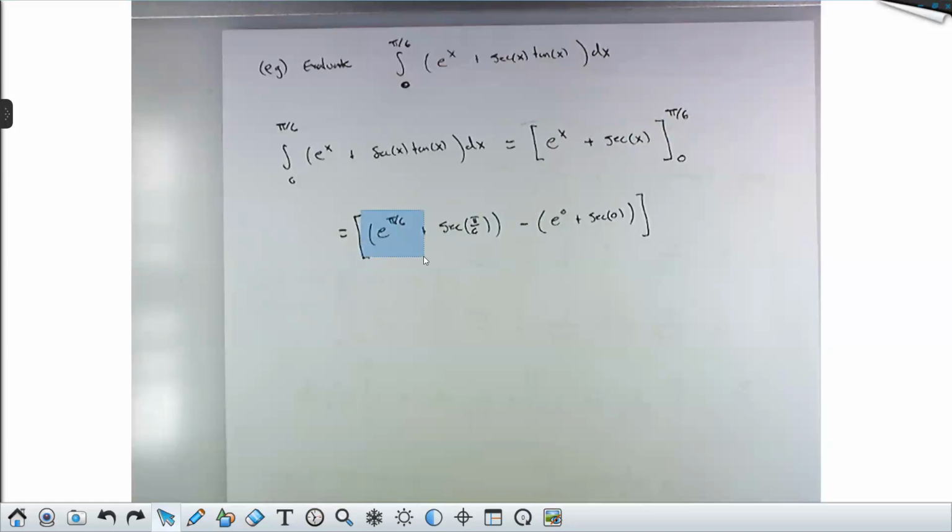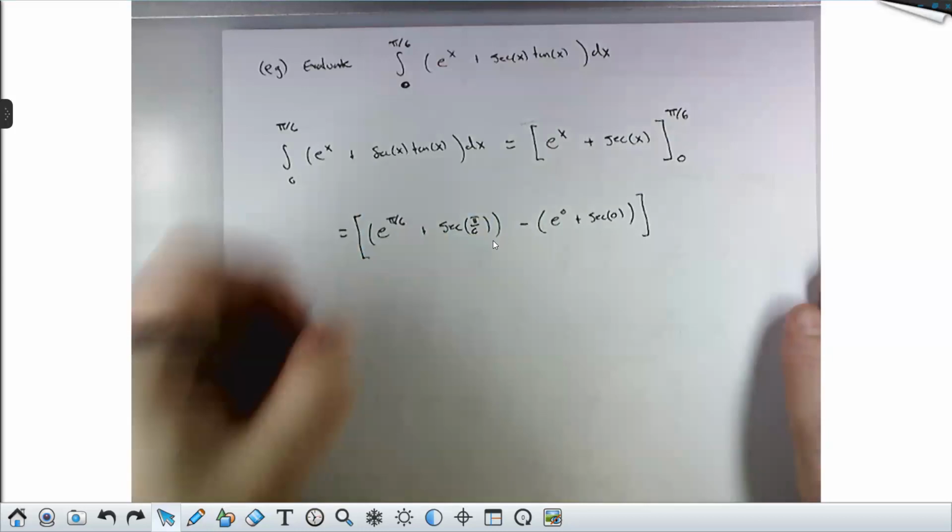E to the pi over 6 is just e to the pi over 6. There's really nothing we can do with that. But the secant of pi over 6 we should know. What is the secant of pi over 6?